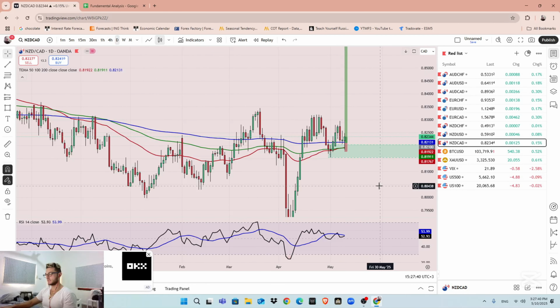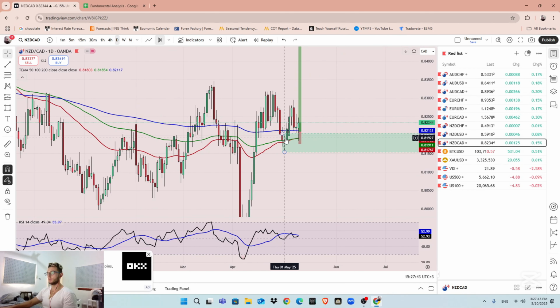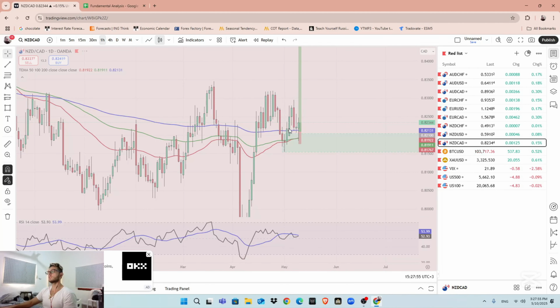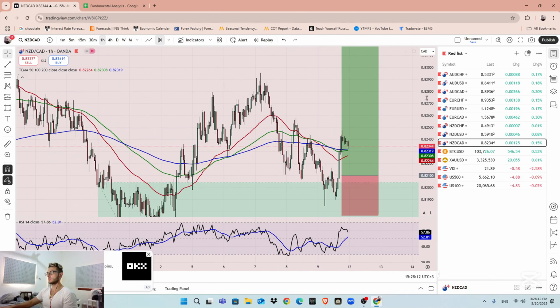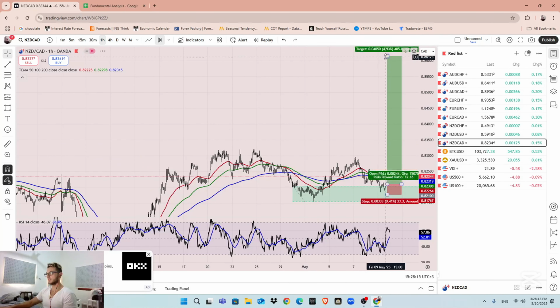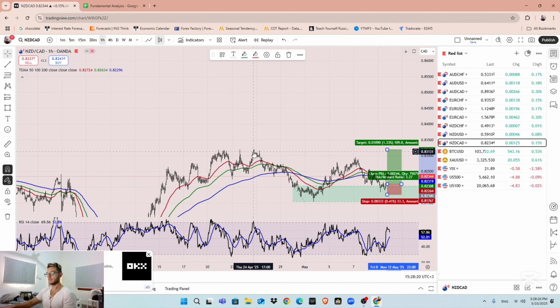Jumping into the NZDCAD, we worked into this demand zone, into this area, moving average, RSI around 50, below moving average, a good area to buy from. This is the news candle for CAD, and immediately it pushed to the upside. I'm looking for a retracement in order for my position to get filled and work this trade to the upside, and it would be a nice 1 to 3 if we break the highs at this area.